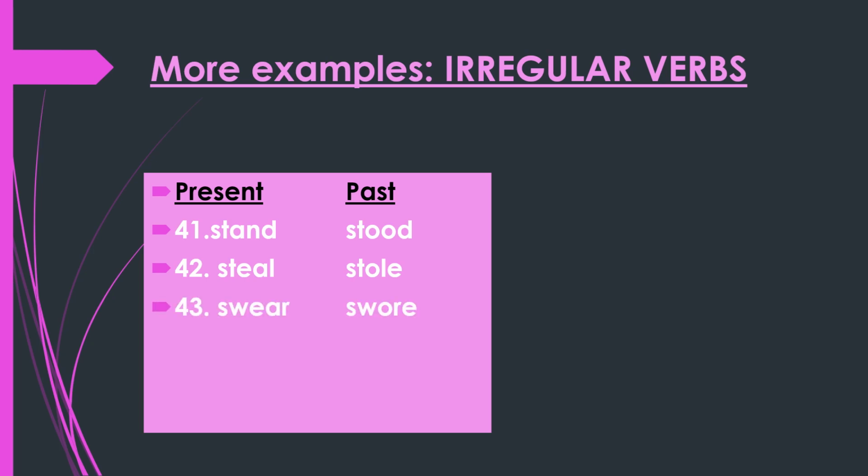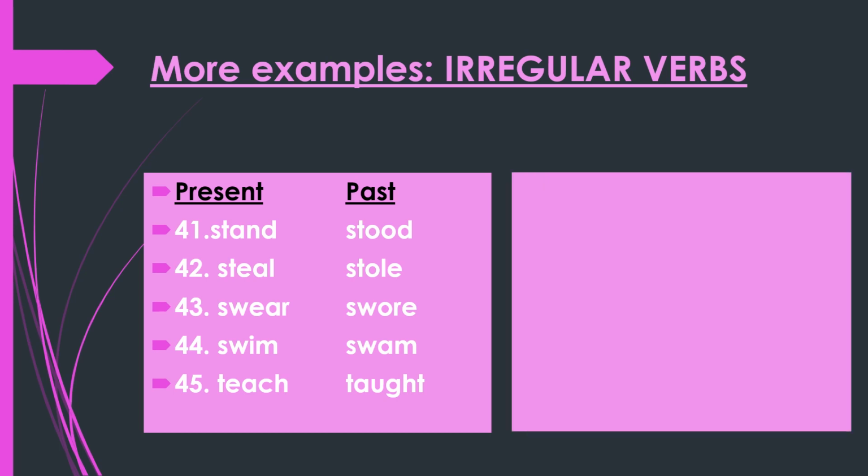Number 43 is swear, that is S-W-E-A-R. It becomes swore, S-W-O-R-E. Number 44 is swim, that is S-W-I-M, becomes swam, S-W-A-M. Number 45 is teach, that is T-E-A-C-H. It becomes taught in the simple past tense, that is T-A-U-G-H-T, taught.